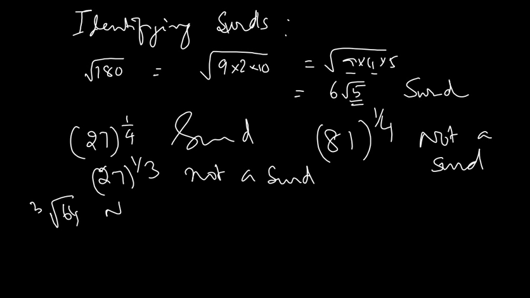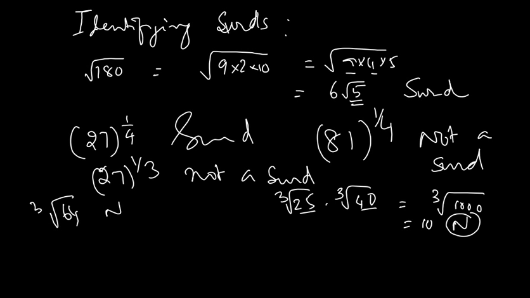And cube root of 25 multiplied by cube root of 40. So yeah, multiply these two first. You'll get cube root of 1000. That's 10. So not a surd. Okay. The next one, cube root of minus 125. Why? Minus 125 cube root. Yes, good. That's correct.